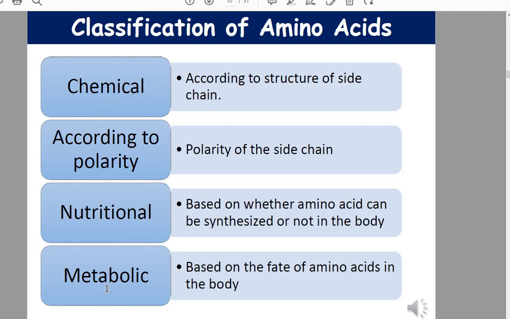We must know all of them. The chemical classification according to structure of the side chain of the amino acid. The polarity classification according to the polarity of the side chain. Nutritional classification based on whether this amino acid can be synthesized inside our body or not. And metabolic classification according to the fate of amino acids in our body.